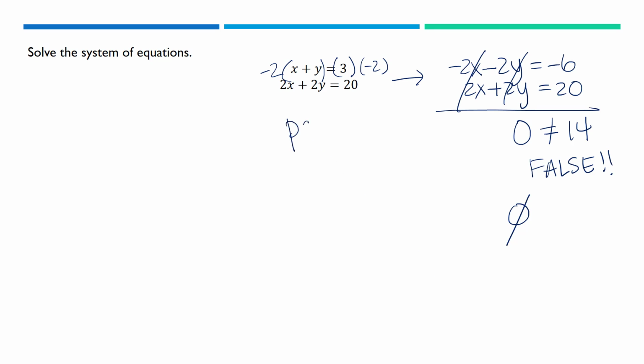These must be parallel lines. If you wish, if it's helpful, you can write these both in the form y equals mx plus b. You'll see that they have the same slope but different y-intercepts.